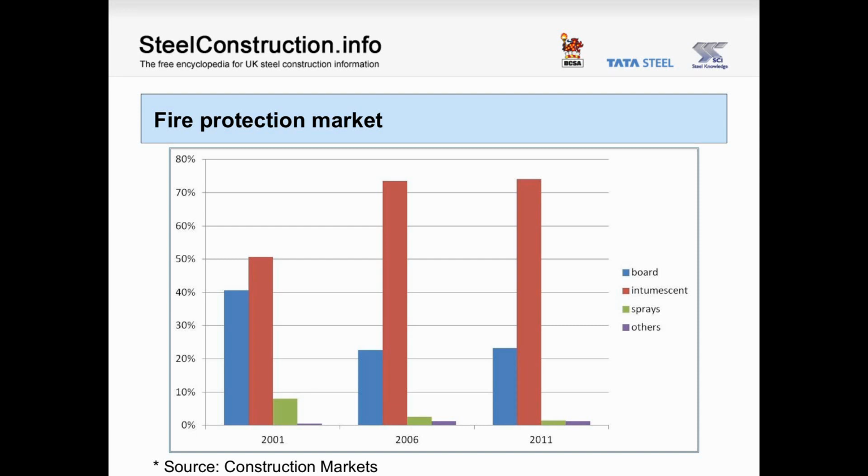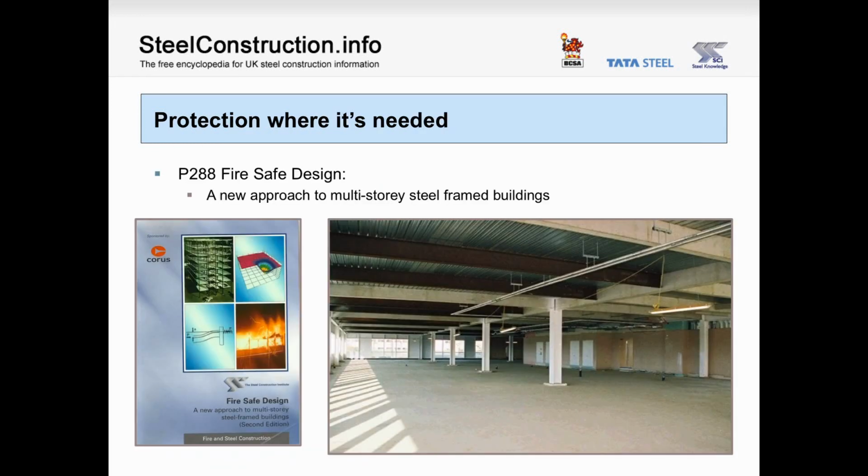Intumescent and board systems dominate now, with the ratio broadly reflecting the ratio of columns, where we would use boards, to beams, where we would use intumescent. Applying the intumescent coating off-site is also an option, and this comprises typically 27% of the total market. We don't typically need to protect all of the structural elements. P288 gives guidance on the established practice of protecting only primary beams and columns in the UK.